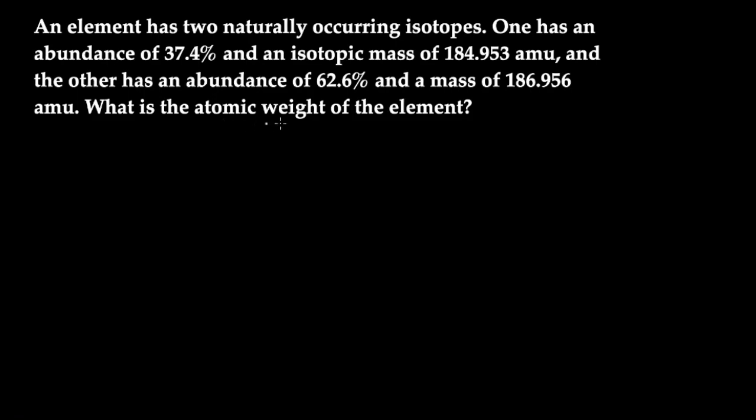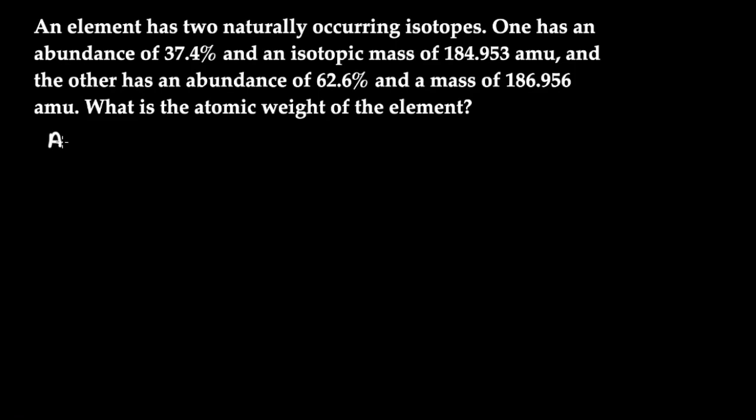And this number that we're looking for in this question is the number that's going to appear on the periodic table. And so we have these two different isotopes. They have different masses because they have different numbers of neutrons, but the same number of protons because they're the same type of element. But what we're going to do is use an equation for this.